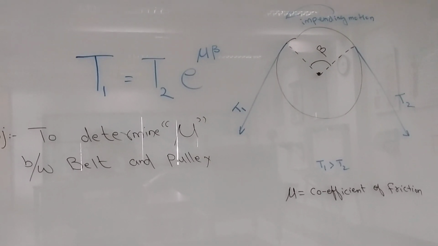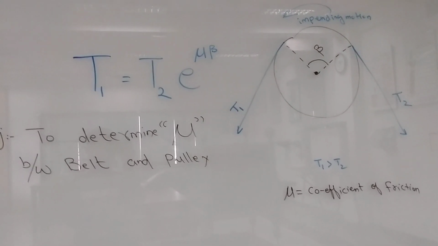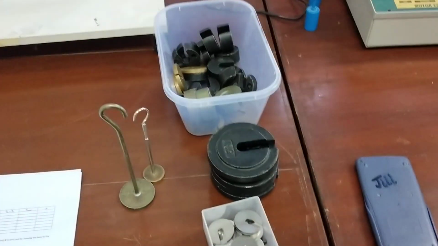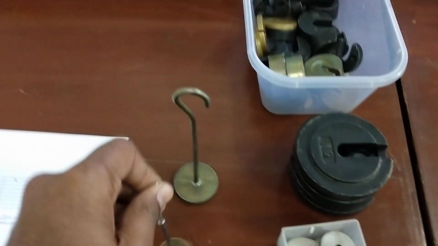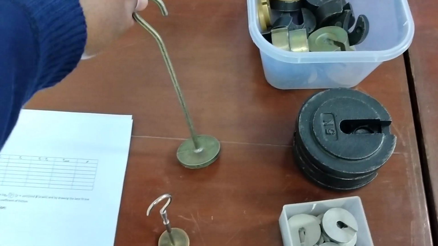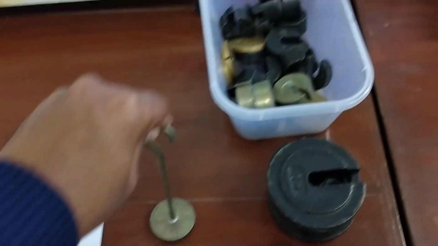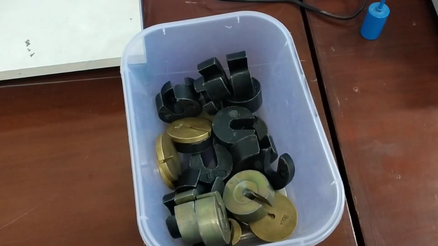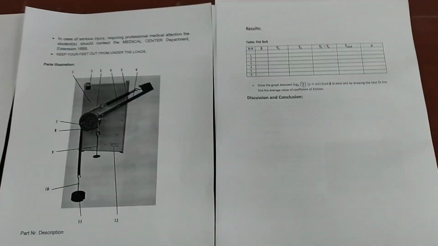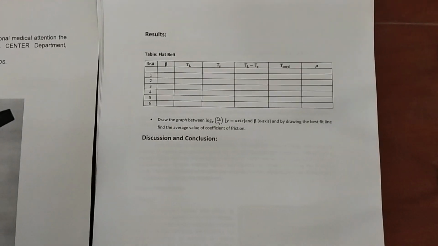Okay, look at the experiment now. I have different weights here. This is a hanger of 50 grams. This one is of 100 grams, the one already mounted. And these are the loads of 5 Newton, and these are different loads of 2 Newton and 1 Newton in different values. And right here I have the observation table.